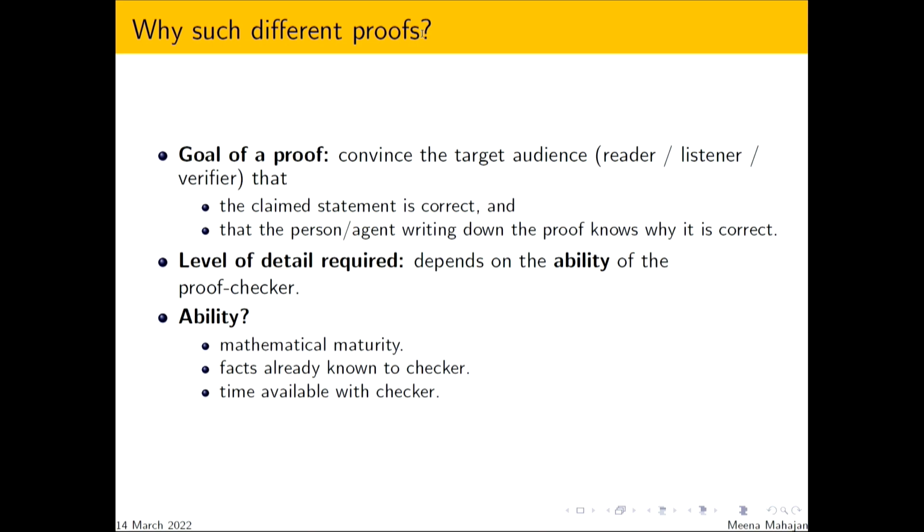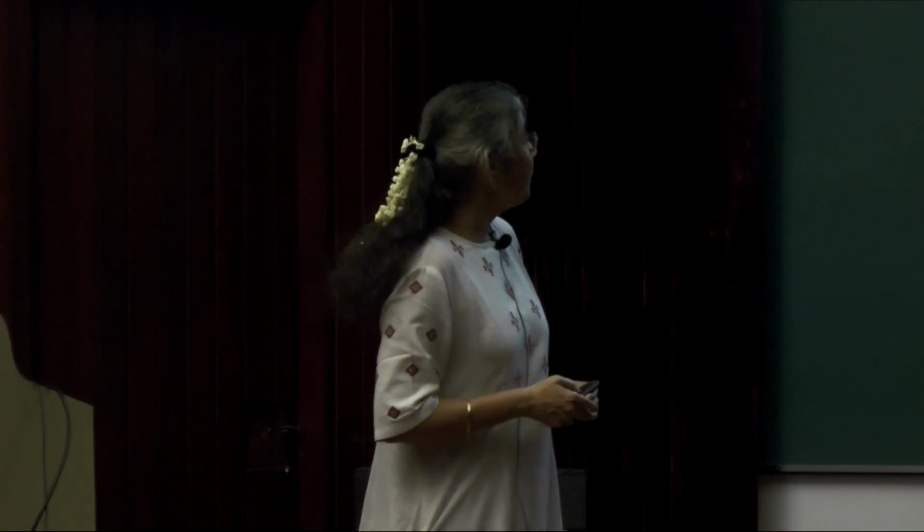Ability would depend on the mathematical maturity of the proofreader, the facts which are already known, what is the known database of knowledge beyond which you can go. So you don't always want to reinvent the wheel. You don't want to always reprove every little lemma that you're using along the way.